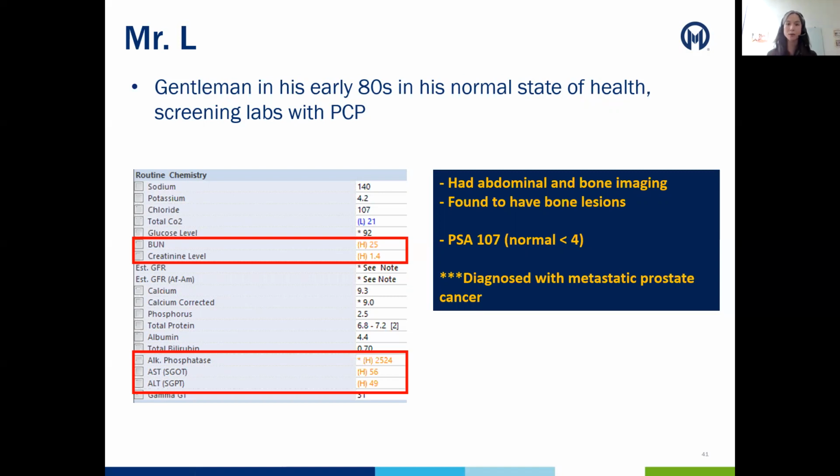So he had abdominal imaging as well as bone imaging to try to tease out, was the ALK-Phos more related to liver or bone issues? And he was actually found to have bone lesions. And then he was sent to me for a consultation due to concern for cancer. We checked a PSA test or prostate cancer screening test. It ended up coming back quite high at 107, normal being less than 4. And we ended up diagnosing him with metastatic prostate cancer, which he's on treatment now, doing very, very well. And men can still live for years with newly diagnosed metastatic prostate cancer.